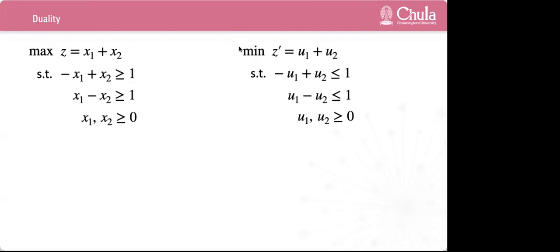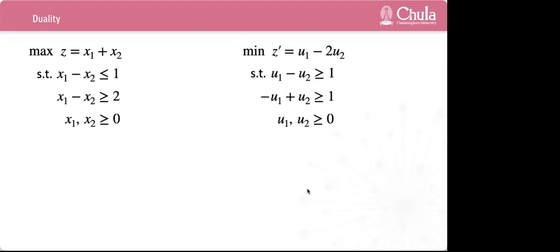Instead of maximize, now we have minimize u1 plus u2, from these coefficients. The right hand side of the constraints becomes the coefficients in the dual problem. The first constraint becomes -1, 1, from this -1, 1. The coefficients of the second constraint become 1, -1. And the right hand side is the coefficients of the primal problem, so 1, 1 here.